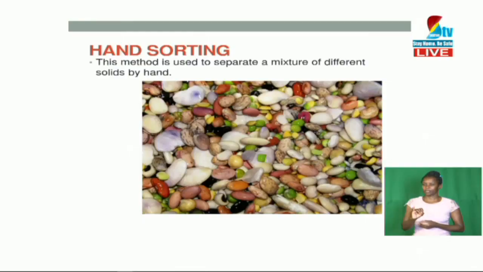So we are going to start with sorting by hand. In this method, dear learners, we can separate substances that are large enough to be picked up by our hands, or substances that are large enough to be handled by our hands. Just like the picture showing on the screen, I hope you can see that it is a mixture of beans of different colors and other substances. In this case, you can use hand sorting.